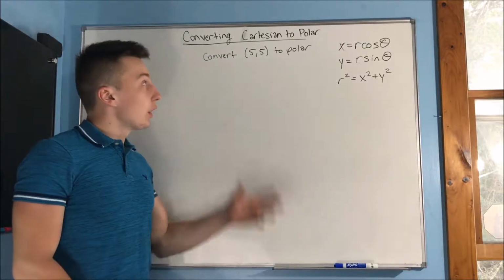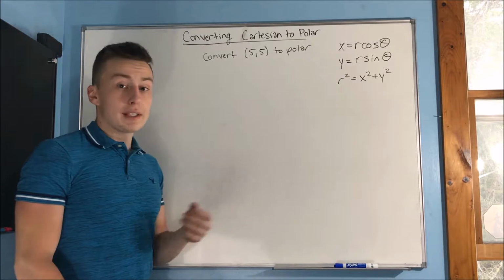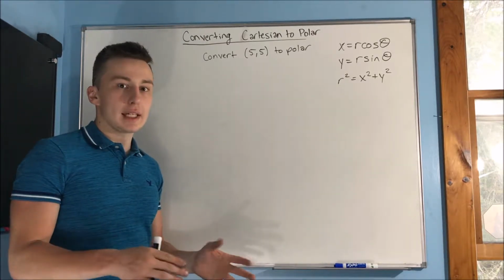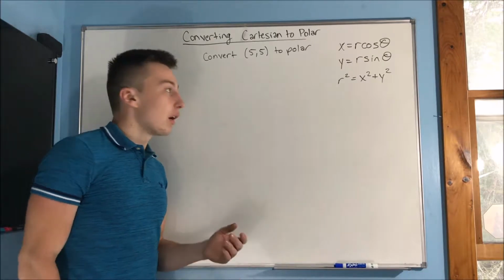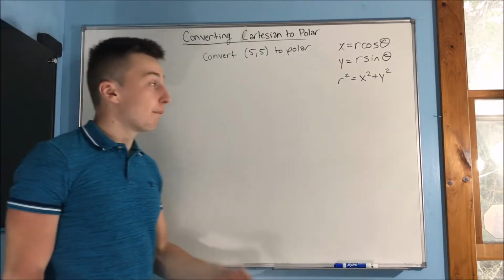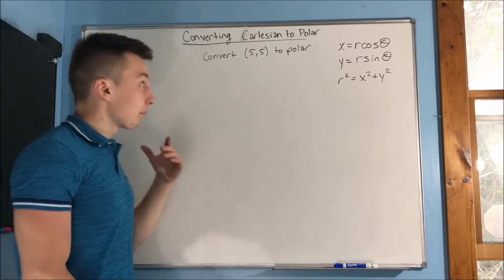Alright, so in this video, we're going to be going over converting Cartesian to polar. In the past couple videos, we've been talking about converting polar to Cartesian, and now we're doing the same exact thing, just in the opposite direction. We have our three equations that we need to know: x equals r cosine theta, y equals r sine theta, and r squared equals x squared plus y squared.